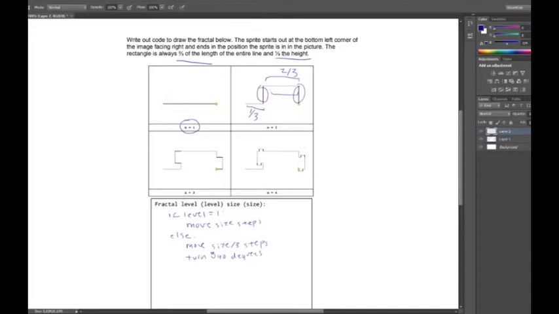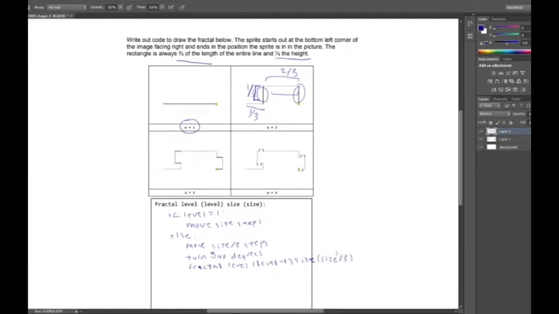And for the size, we see in the problem that the rectangle is 1/3 the height, which means that this height here is 1/3 the length of size. So when we call it, we will say fractal level -1, and then size is size divided by 3.